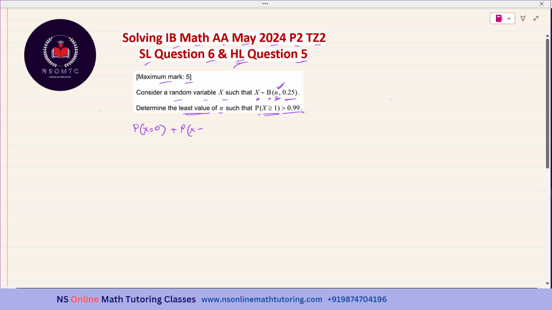Okay, so you will have P(X = 0) plus P(X = 1), P(X = 2), and so on up to P(X = n). That means n successes are there in the n number of trials. The sum total of all the probabilities should be equal to 1. Okay, and P(X ≥ 1) is what?